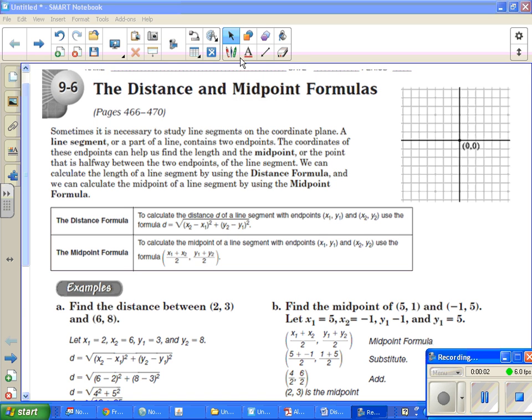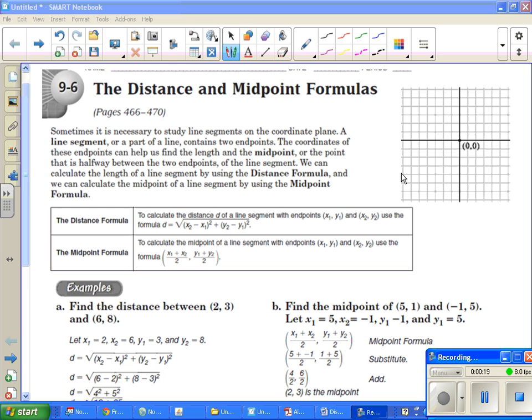All right, so this time we're working with the distance and midpoint formulas. Let's just read through this paragraph. Sometimes it's necessary to study line segments on the coordinate plane. That's what this is here, okay? A line segment, or part of a line, contains two endpoints.